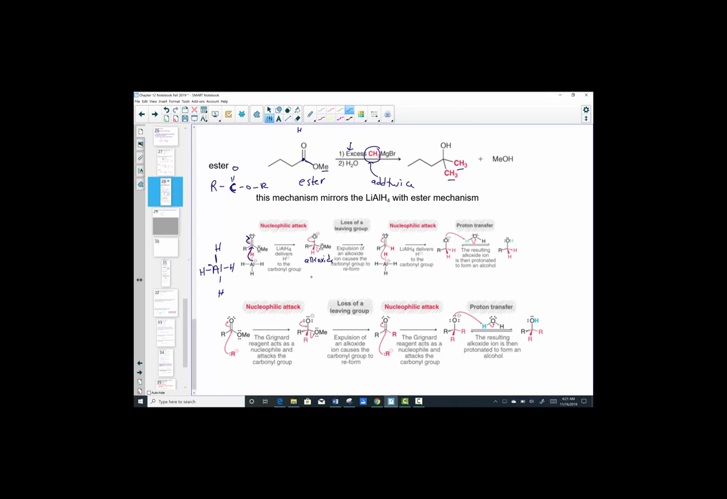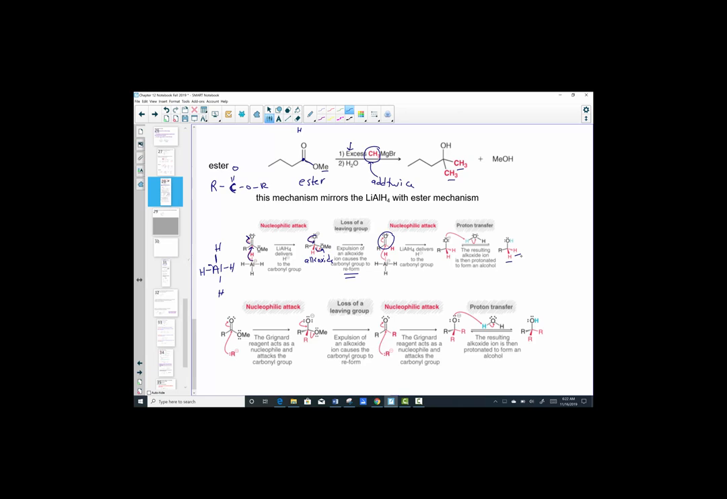In our next step, we actually reform the pi bond. So the oxygen negative electrons reform that pi bond. Notice here that in this particular case, when it reforms the pi bond, it expels the OMe. So that leaving group has to leave. We have a new carbonyl formed. So notice this now, the new carbonyl is just ready for a second nucleophilic attack. So by the time we're done, we've added across 2 hydrogens from aluminum tetrahydride.